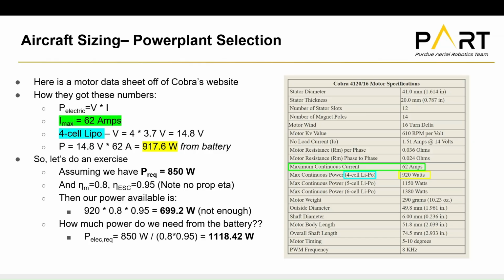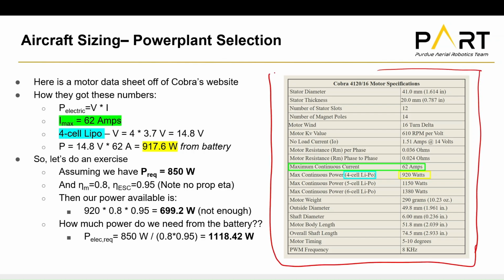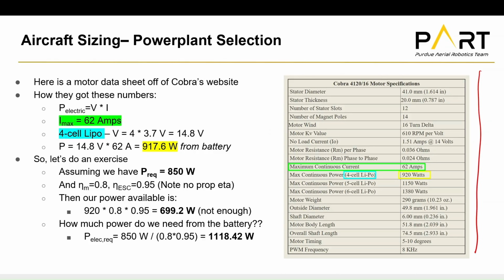and battery combination. First off, Cobra is a motor manufacturer we use a lot in our senior design class, and is one of the options we could go for as a motor. Not the only option, so don't narrow your search just to Cobra, but I'm using Cobra for our example here. This is a motor specification sheet that they give. It's very helpful. We're going to go through real quick how they got these numbers. Your electric power is equal to your current in amps times your voltage. This is kind of your max current. Our maximum continuous current here is 62 amps, based on the motor data sheet.